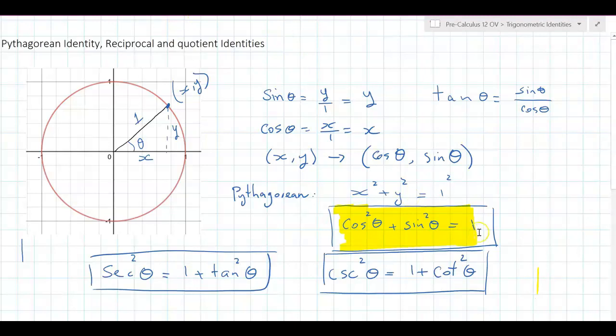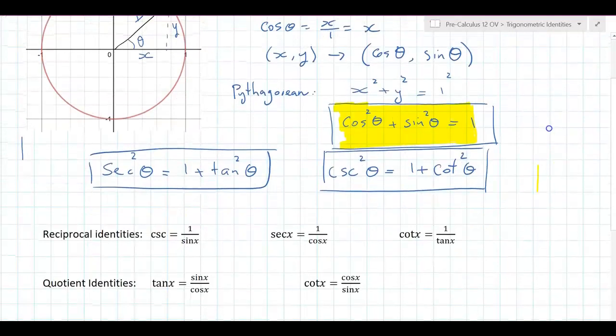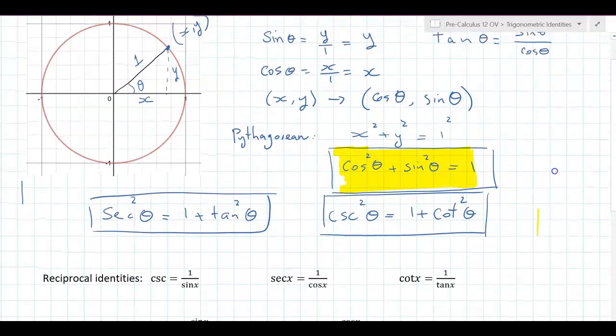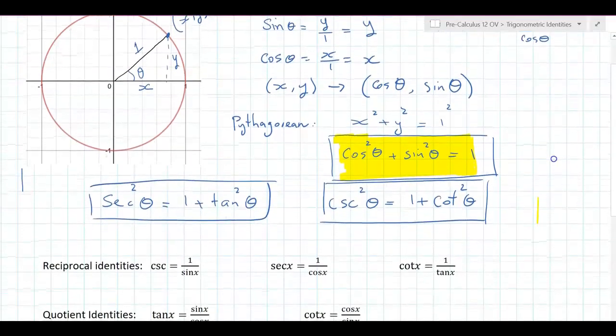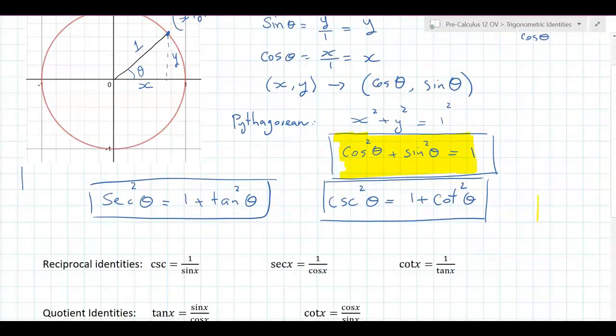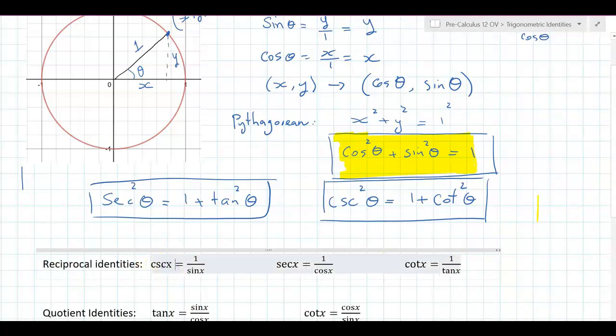Next thing is we need to make sure we know that there are reciprocal identities. We talked about reciprocal identities because we talked about reciprocal functions of the trigonometric expressions. We did cosecant and sine, and secant and cosine, and cotangent and tangent. There's an x value missing, the x argument. So 1 over sine x is cosecant, 1 over cos x is secant, and 1 over tangent is cotangent. That's a reciprocal identity.